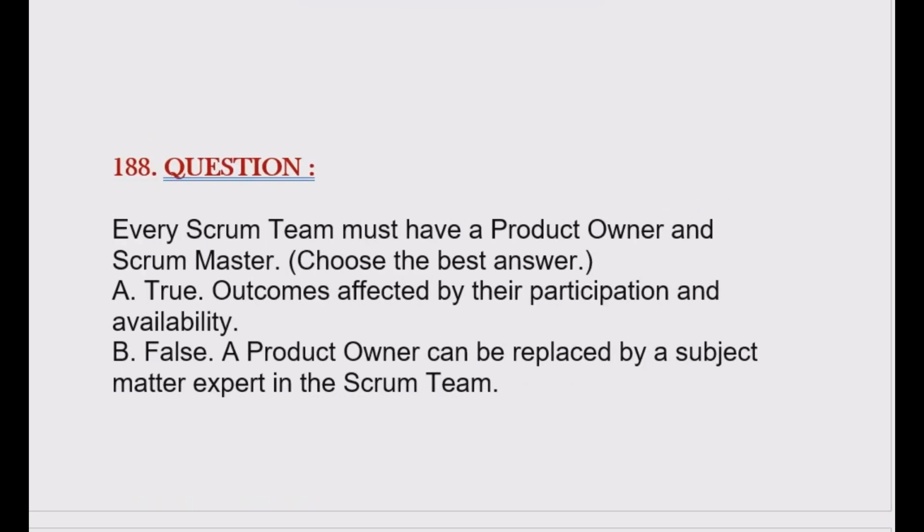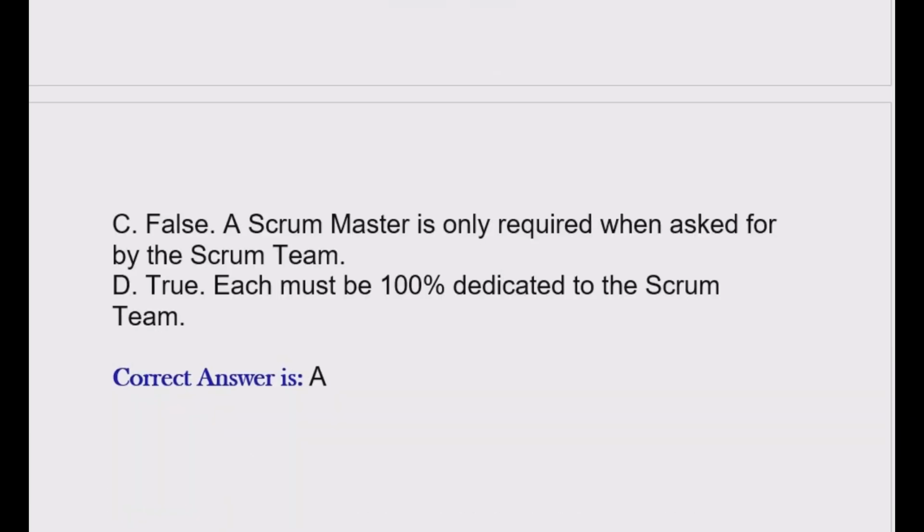Question is, every Scrum team must have a product owner and Scrum Master. Choose the best answer. Option A. True. Outcomes are affected by their participation and availability. Option B. False. A product owner can be replaced by a subject matter expert in the Scrum team. Option C. False. A Scrum Master is only required when asked for by the Scrum team. Option D. True. Each must be 100% dedicated to the Scrum team. Correct answer is option A.